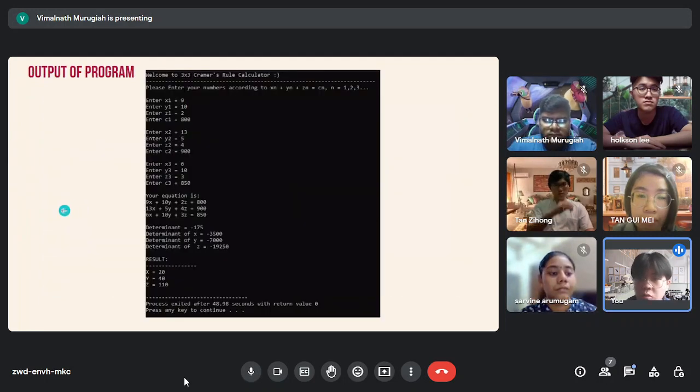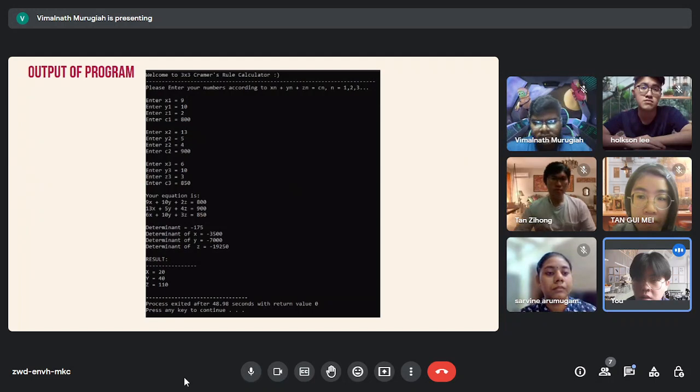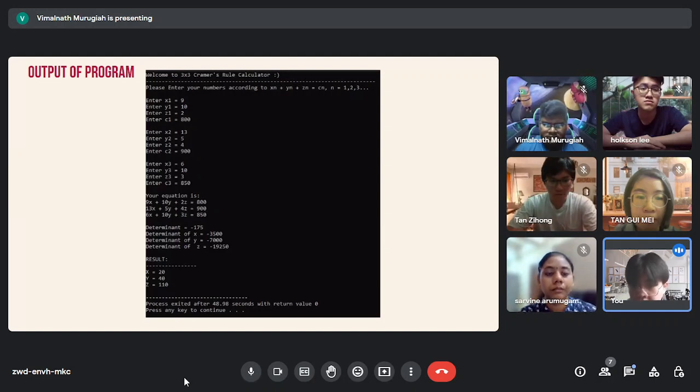Next. Okay, so as you can see here, for the output of the program, first we enter x1, x2, x3, y1, y2, y3, z1, z2, z3, followed by c1, c2, and c3. And you can see it will show the equation and determinants, and finally show the result, which is the same as question 1 where we did it manually.